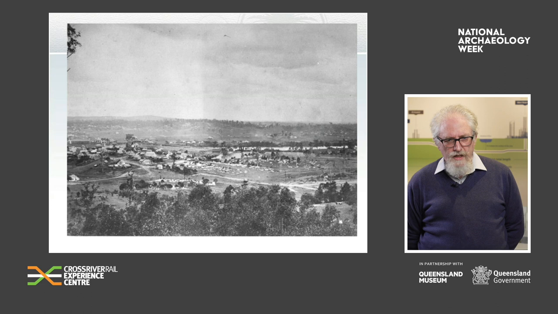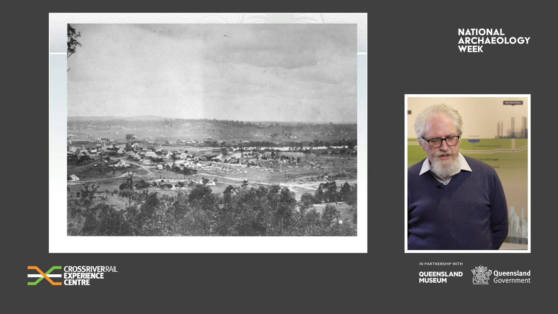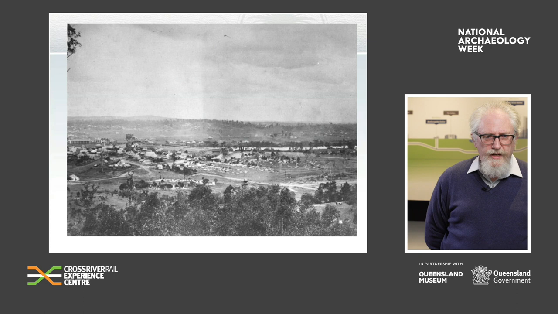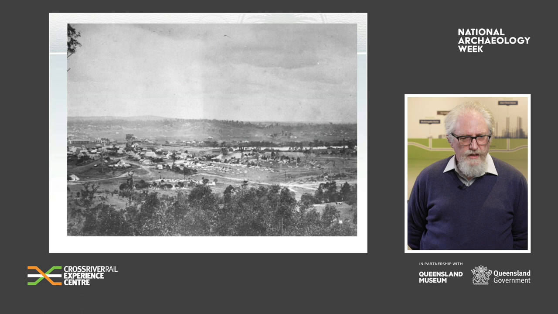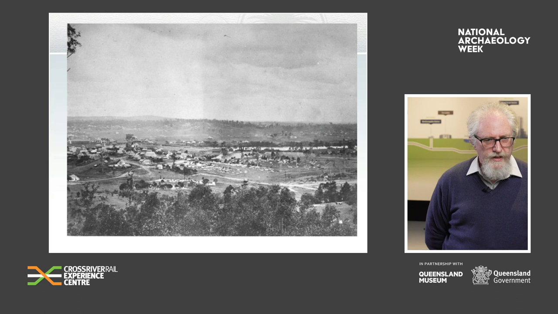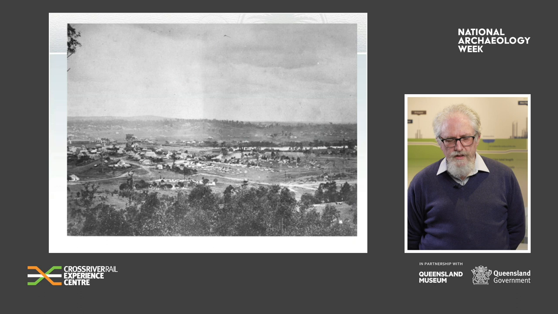So this is an image taken in the second half of the 19th century showing that area. In the background of the image, the hill in the background is Mount Gravatt. In the middle distance, you can see the Brisbane River. The building up on the hill to the left is the Petrie Terrace Jail. And then between the river and the bushes, we can see a number of cemeteries.